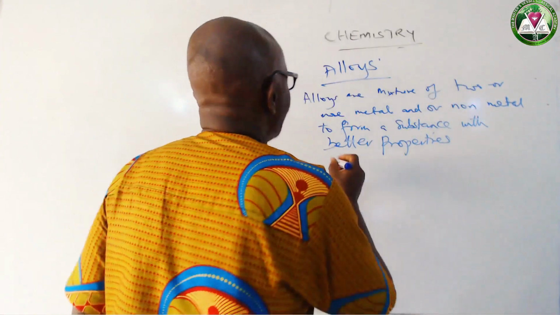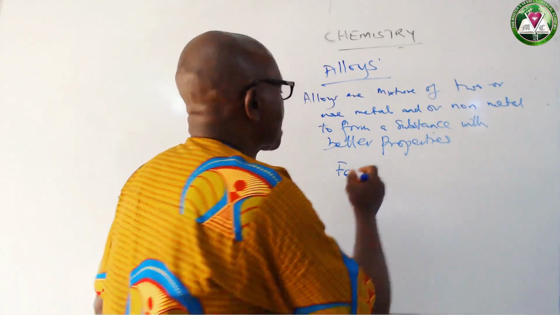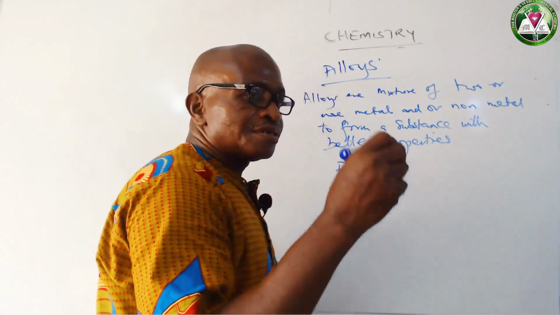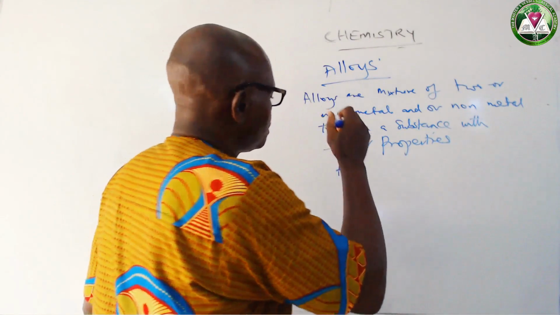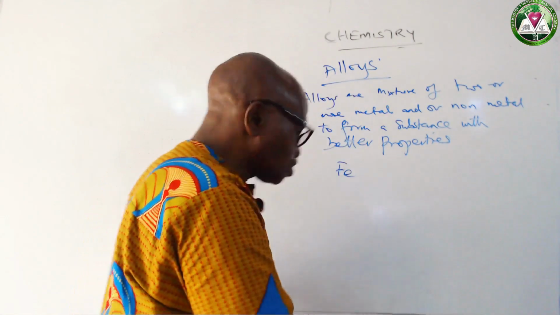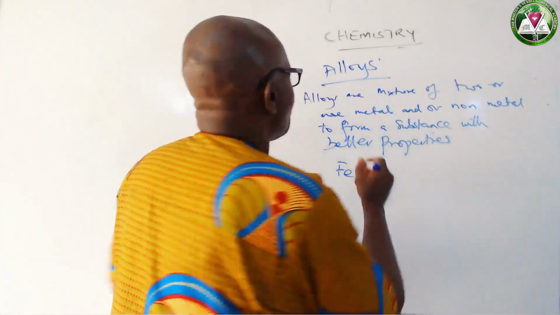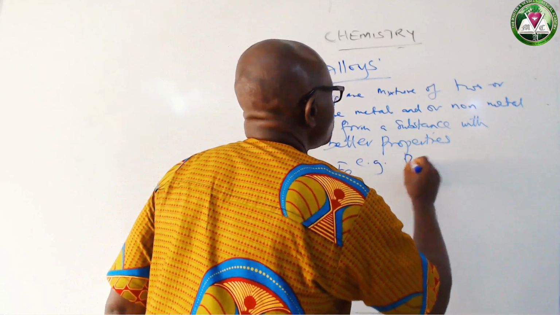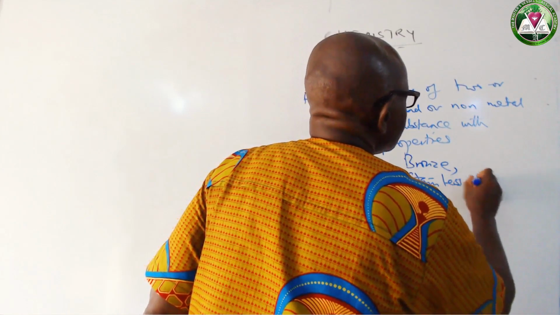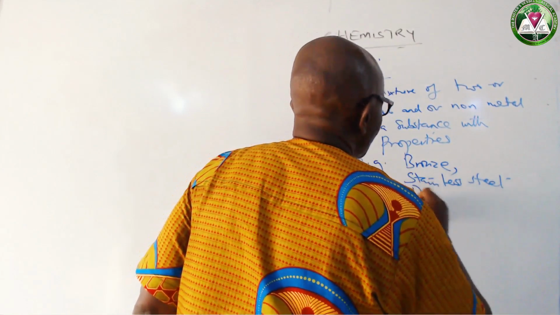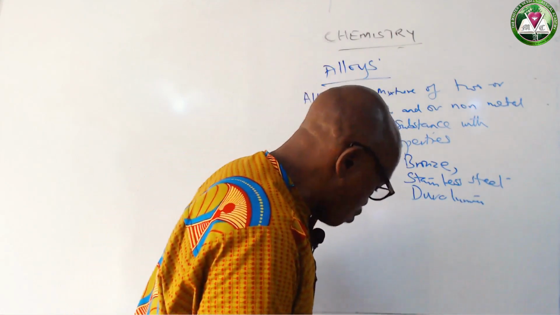Let me give you an instance. You have iron. Ordinary iron corrodes. But if you look at stainless steel made from iron, carbon, and other metals, you see that it doesn't corrode. Therefore, for you to make iron not to corrode, you use it to form an alloy which cannot corrode. Examples of alloys are things like bronze, stainless steel, duralumin, and so on. We will need to know some of the components.